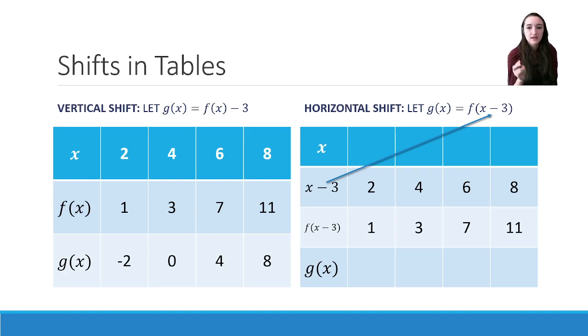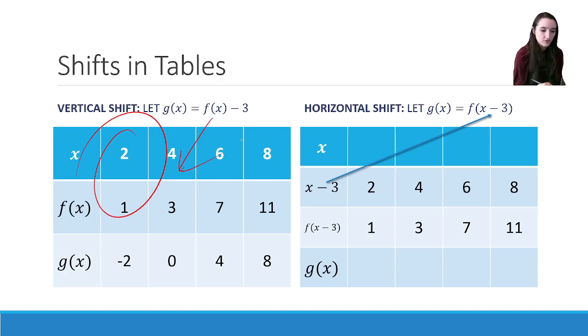If I'm saying x minus 3 is 2, then f of x minus 3 has to be 1, because that's what I was told over here. If x minus 3 is 4, then f of x minus 3 is 3, because that's what I was told right here, and so on. Okay. But how does that really help me?